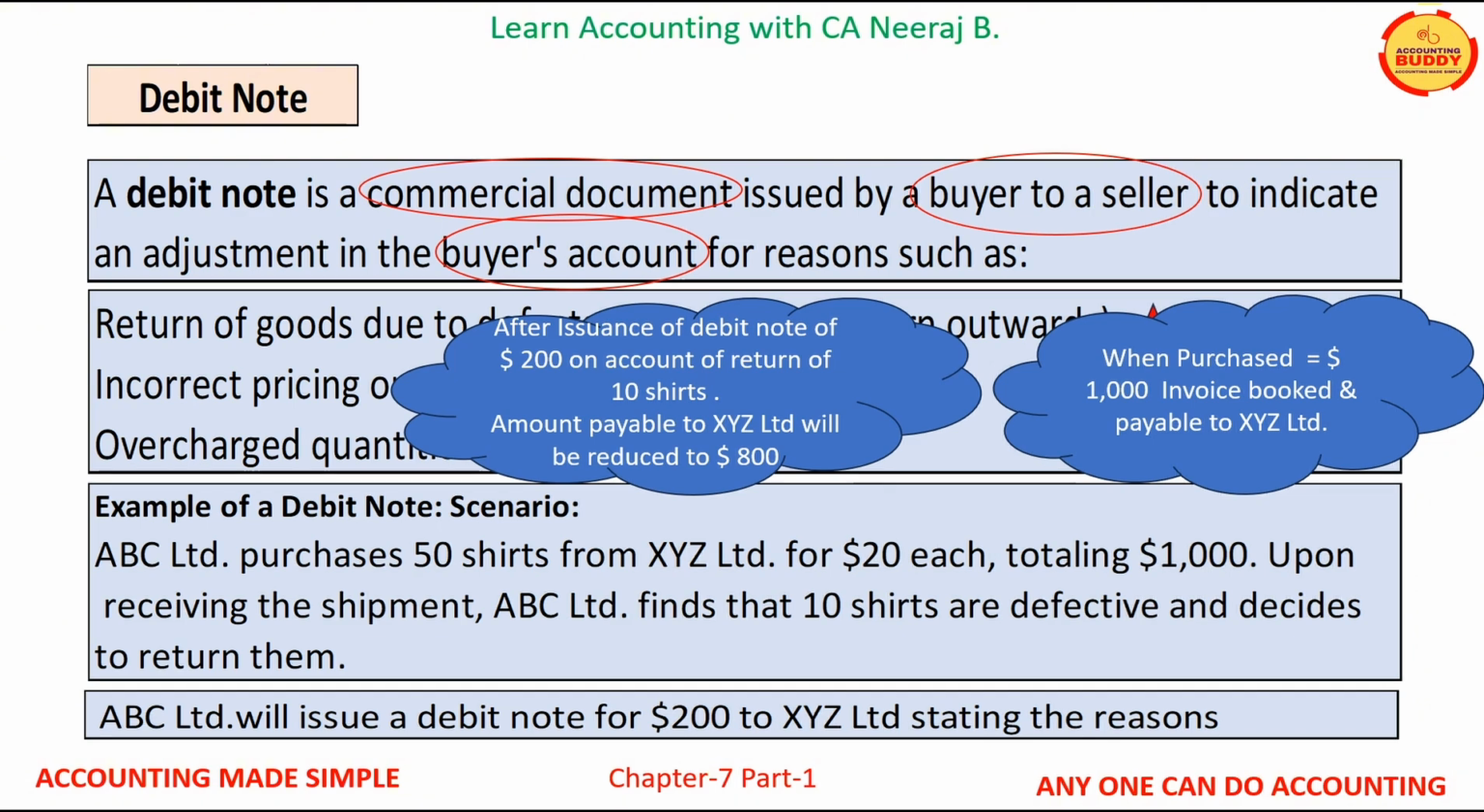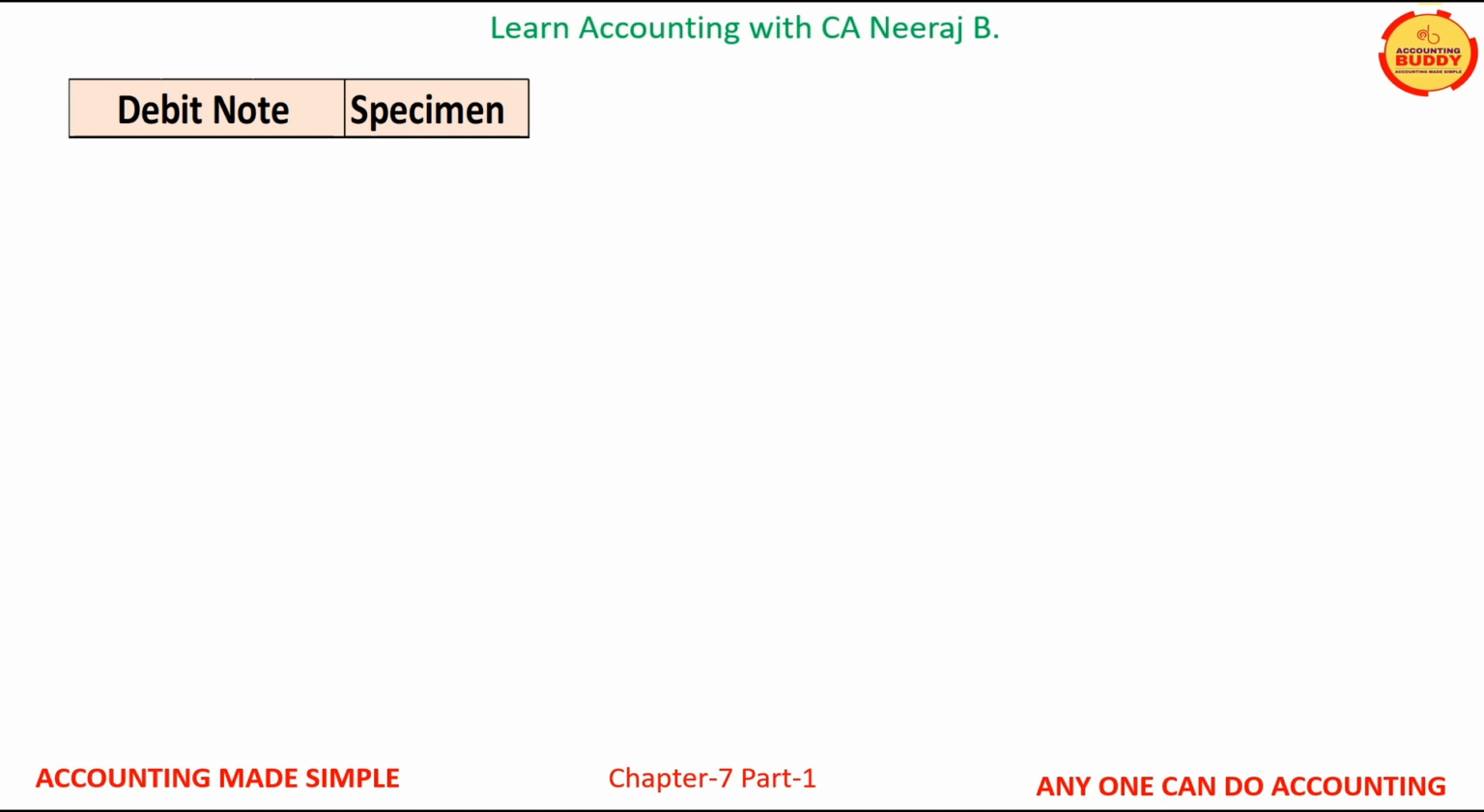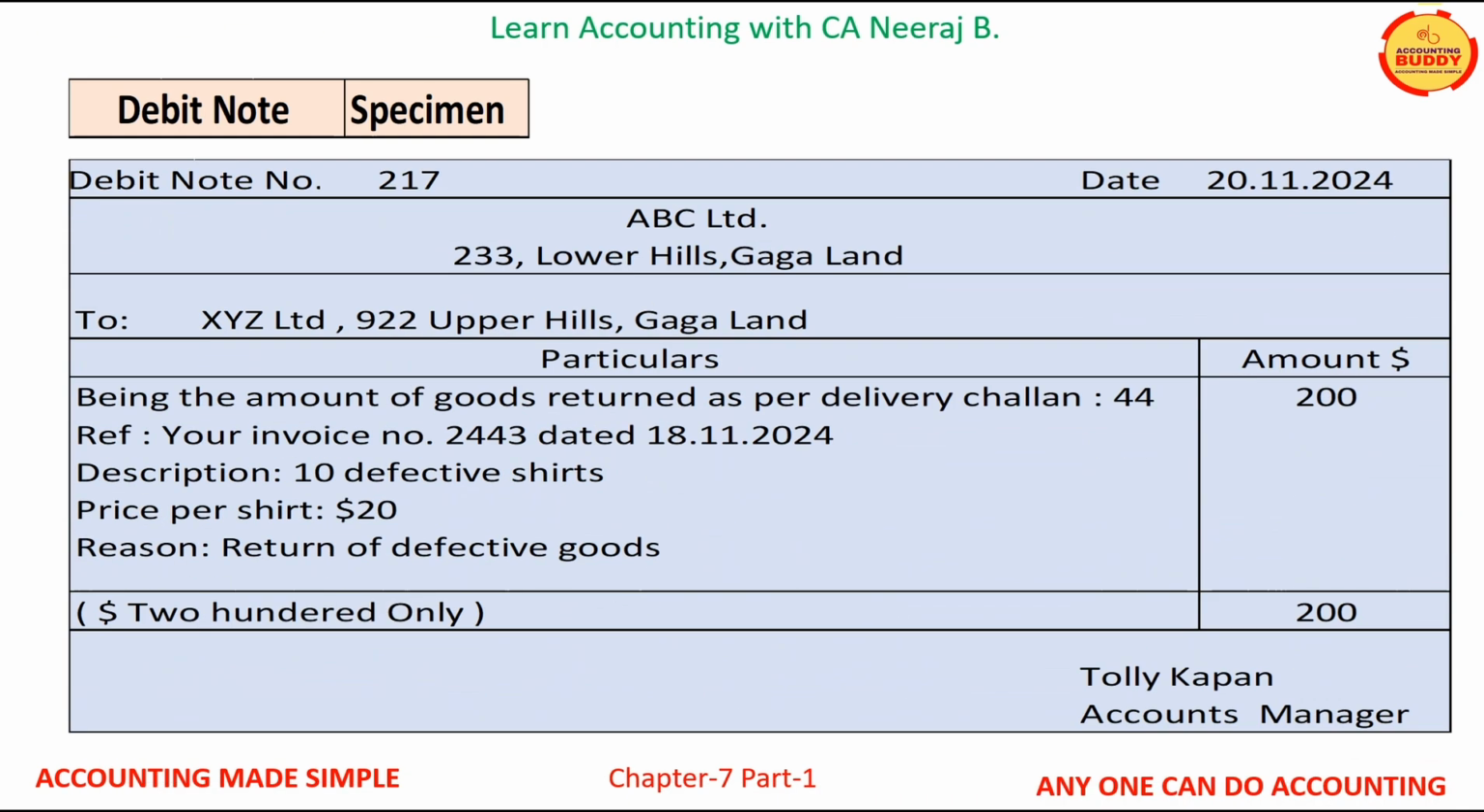Basis business scenario discussed in the previous slide, let us understand how a debit note of $200 looks like. Debit note is serially numbered and the date of issue is mentioned on it. It will also have the trade name and the complete address of the business. The name and the address of the person or the legal entity to whom the debit note is issued is also mentioned on the debit note. Complete details with the reasons of debit note issuance are mentioned on the debit note.